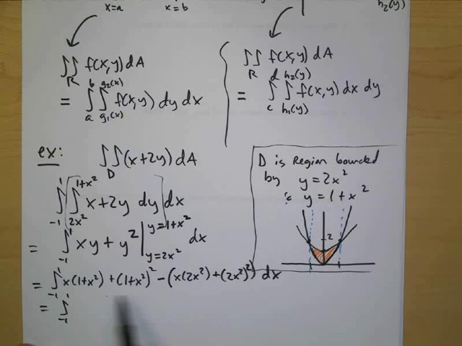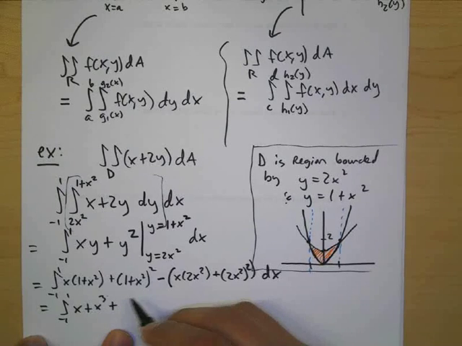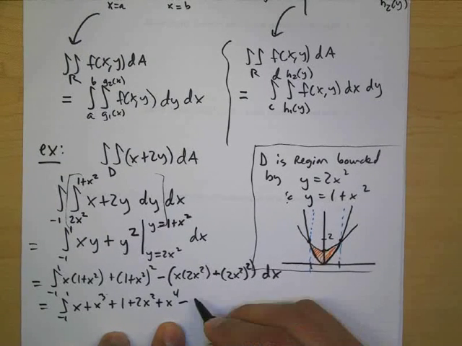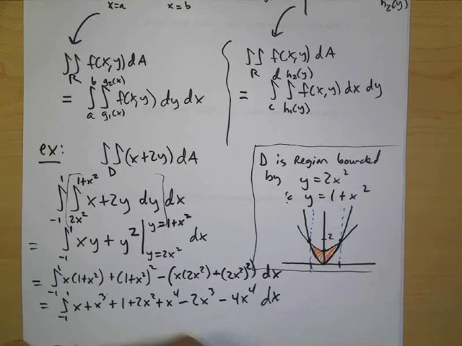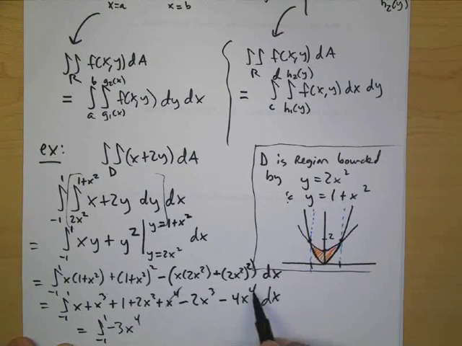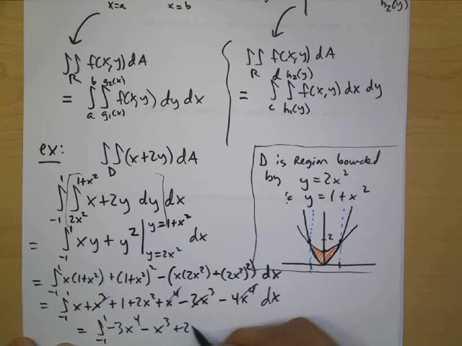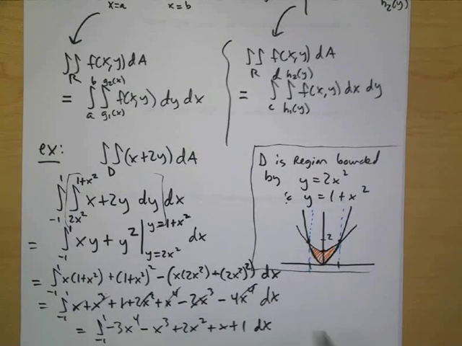I guess you can do these a lot of different ways. I'm just going to multiply everything out. This will be x plus x cubed plus 1 plus 2x squared plus x to the 4, minus 2x cubed, minus 4x to the 4, dx. Clean things up as much as you can. Negative 3x to the 4 takes care of those. Minus x cubed takes care of those. Plus 2x squared plus x plus 1. I don't think we can combine anything else. So this is your final integral.